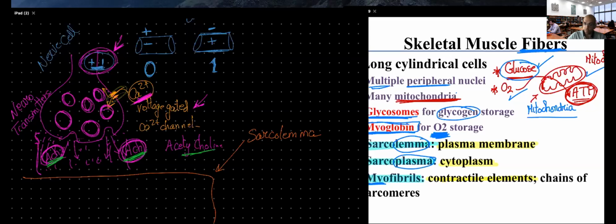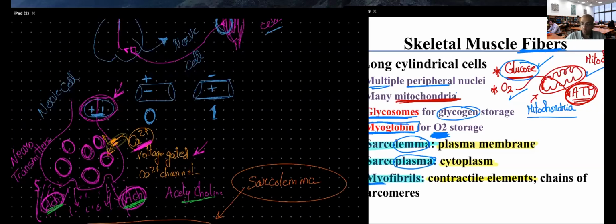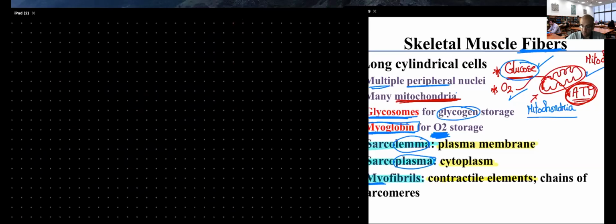All right, so let me stop at this point today. Next class on Thursday, we're going to be completing our discussion of what happens next after you release a neurotransmitter, how is this going to affect the skeletal muscle cell. For now, we can have our activity here for today.